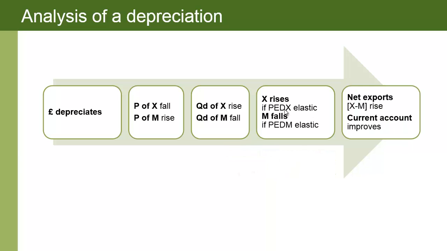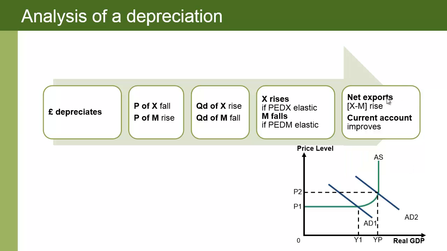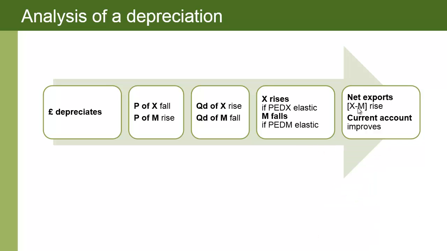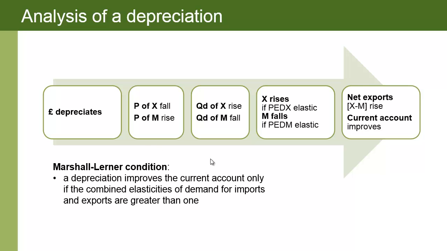So if the demand for exports is price elastic, and if the demand for imports is price elastic, this depreciation is going to result in more exports, less imports, so that means net exports increase. So there are two main consequences now. This increase in net exports is going to increase aggregate demand, and higher exports and lower imports are going to improve the current account.